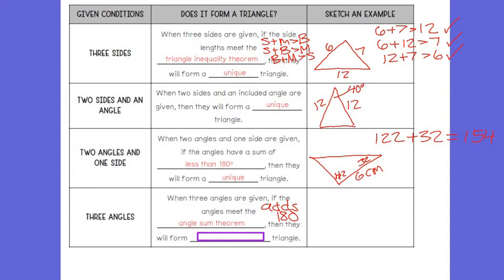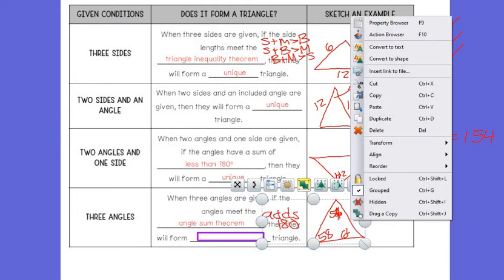Do you see an example above where they gave us 3 angles? Yes. D, E, F, and I think it's 54, 58, and then 68.